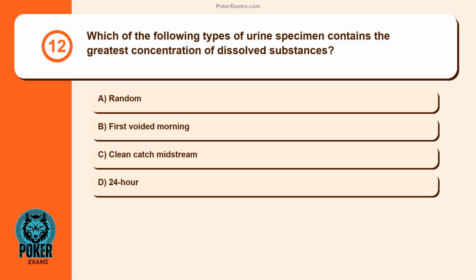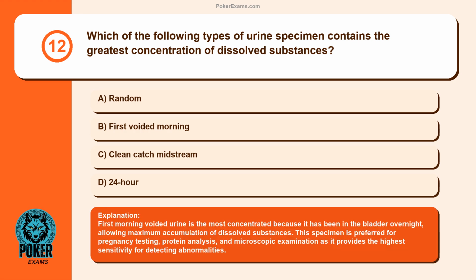Question 12. Which of the following types of urine specimen contains the greatest concentration of dissolved substances? Random, first voided morning, clean catch midstream, 24-hour. First morning voided urine is the most concentrated because it has been in the bladder overnight, allowing maximum accumulation of dissolved substances. This specimen is preferred for pregnancy testing, protein analysis, and microscopic examination as it provides the highest sensitivity for detecting abnormalities.